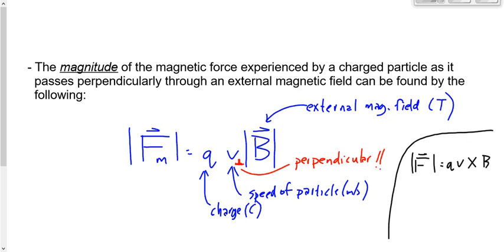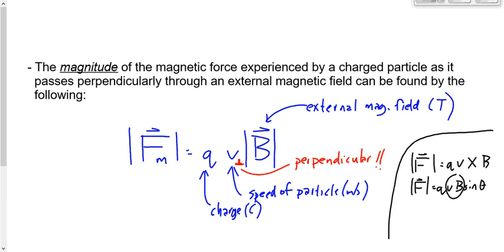Not times B, it's cross. It's called a cross product. That turns into another equation that looks like this. F is equal to QVB sine theta. This is the actual equation that personally I think we should be using, but we don't go into this much detail in Physics 30. Theta stands for the angle between V and B. It doesn't have to be perpendicular if we use this equation.